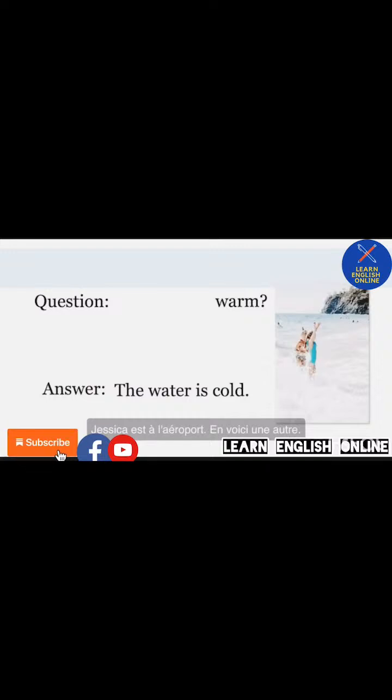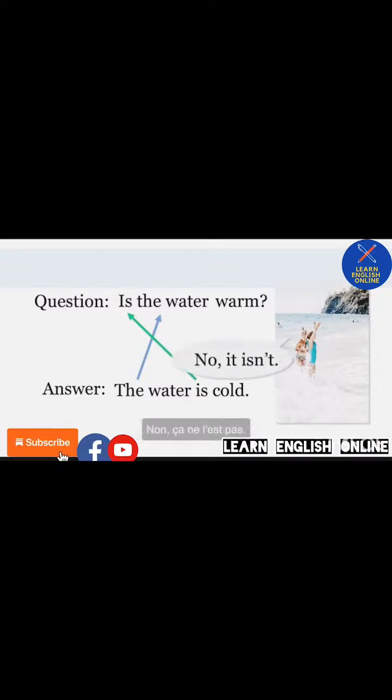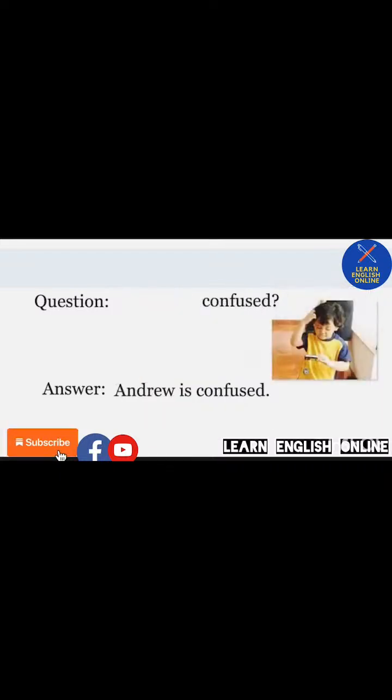Here's another. What is the question? The answer is the water is cold, and we want to reverse the order. Is the water warm? No, it isn't. The water is cold.